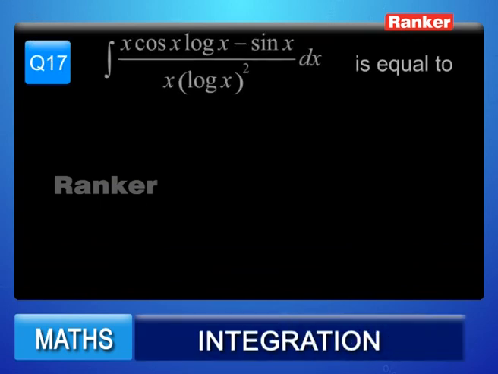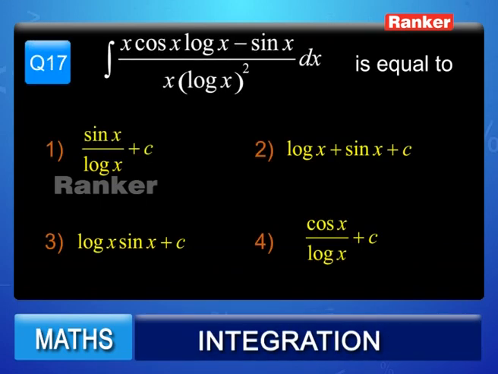Let us move to question number 17. Integral of x cos x into log x minus sin x divided by x into log x whole square dx. The options are: first option sin x by log x plus c, second option log x plus sin x plus c, third option log x sin x plus c, and fourth option cos x by log x plus c.